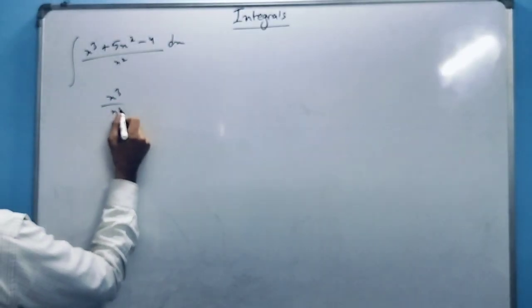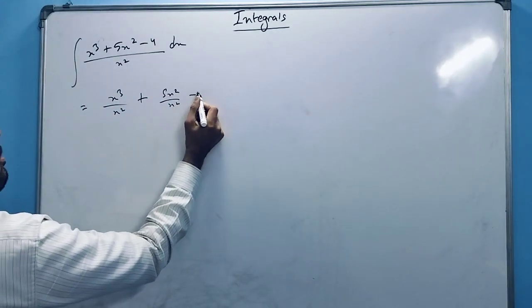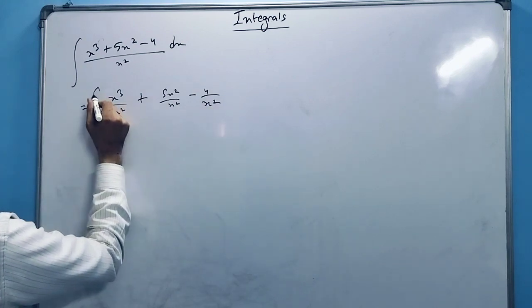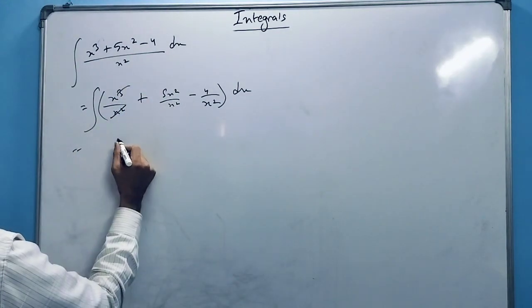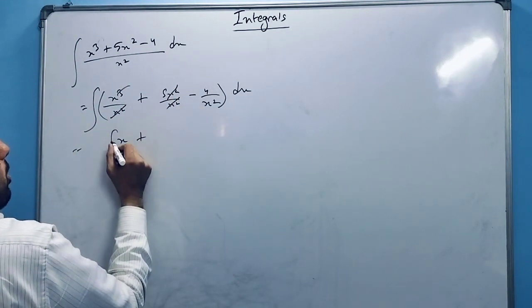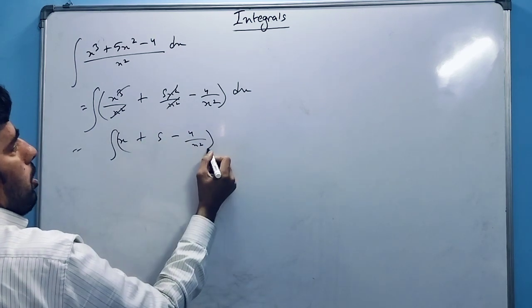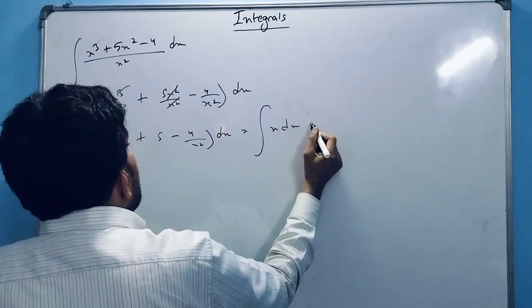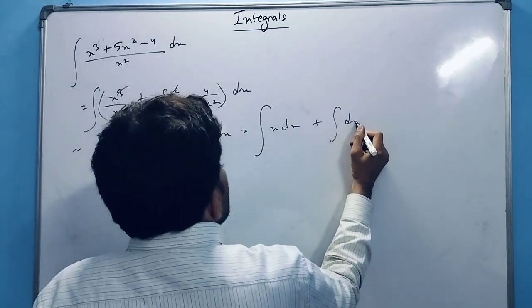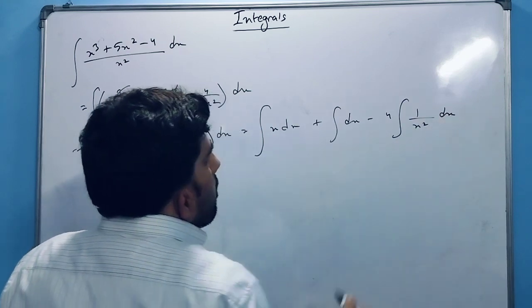By using the property, we need to separate all. Okay, like this. So now I am able to separate it out. So now I can say x plus 5 minus 4 upon x square dx. So now I can take x dx, separate it all, plus dx, minus 4, I am separating it out, 1 upon x square dx.